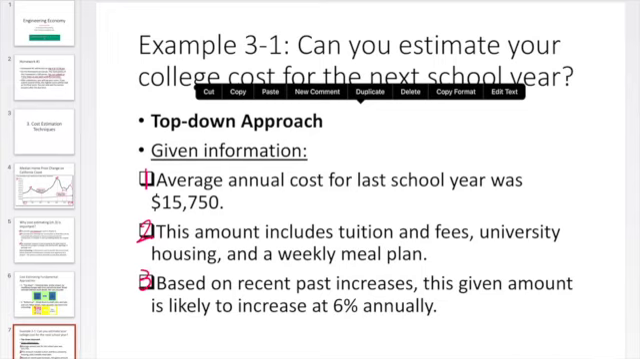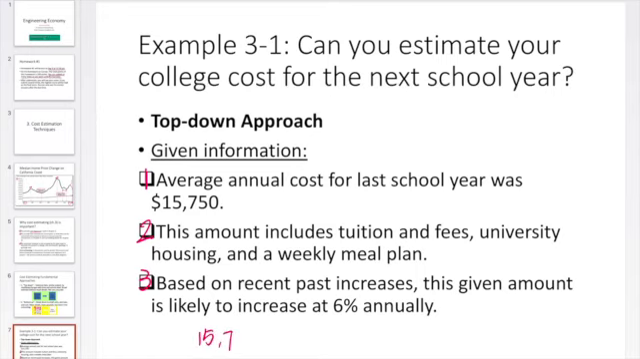So your next school year's cost is gonna be 15,750 times 1 plus that 6% increase.